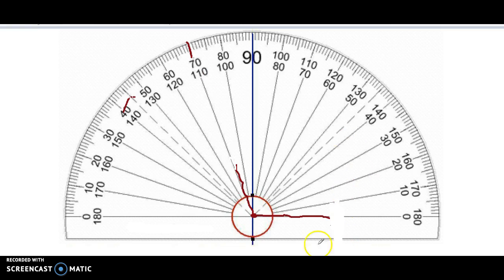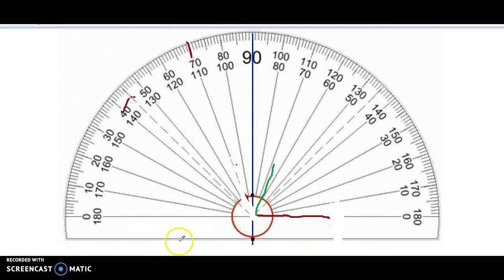Well, I have to ask myself, is this acute or obtuse? This line is going to be obtuse, so I'm going to use a measure of 110 degrees. So this right here is going to be 110 degrees for this line. All right, so here's our second line.